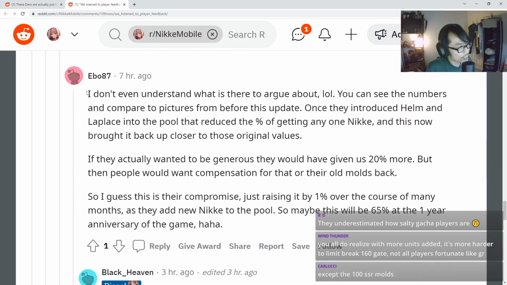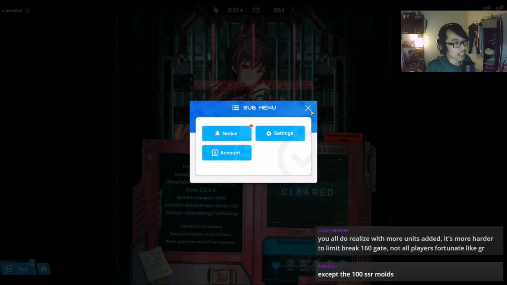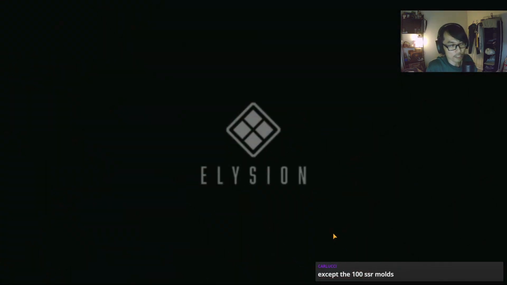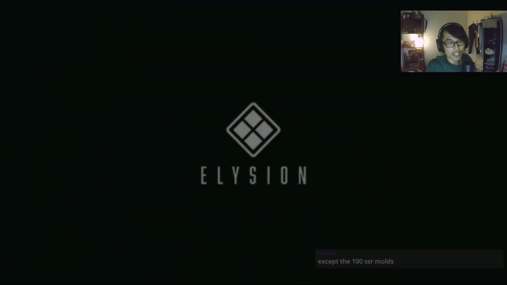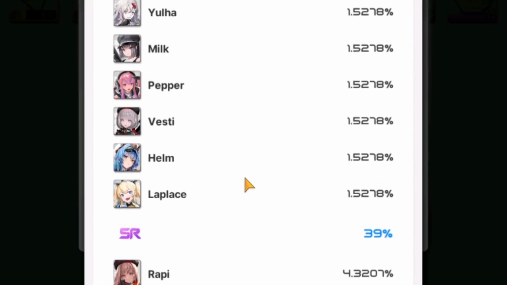So what do you guys think of this theory? So he's saying that eventually, the mole will have more and more characters. So right now, recently, they added Laplace, they added Helm to that particular mole. Before this, Helm and Laplace wasn't there, was it?